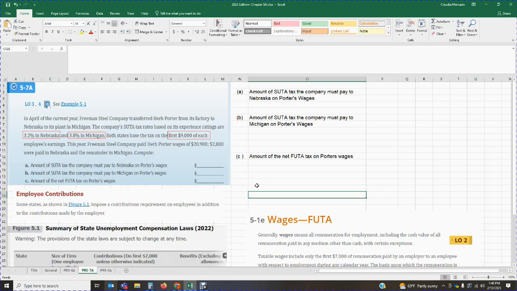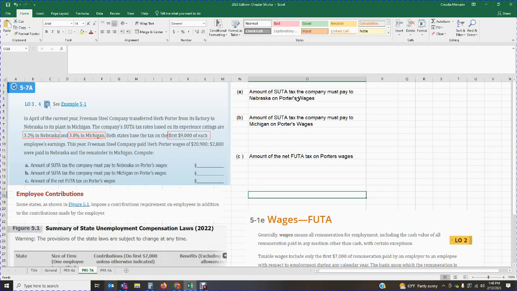Okay. This year, Freeman Steel Company paid Herb Porter wages of $20,900. $2,800 were paid in Nebraska and the remainder in Michigan. Compute the amount of SUTA tax that the company must pay to Nebraska on Porter's wages, the amount of SUTA tax the company needs to pay Michigan on Porter's wages, and the amount of the net FUTA tax on Porter's wages. Okay? So, let's begin with letter A.